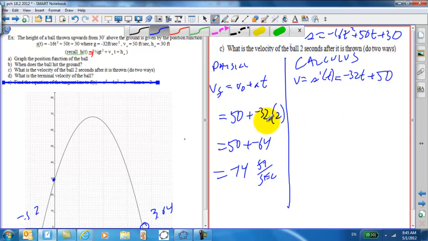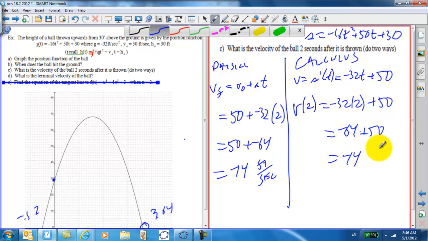And notice how it's the same thing as this. And then you find the velocity at time 2 seconds: negative 32 times 2 plus 50, negative 64 plus 50, negative 14 feet per second. Okay? So I don't expect you to memorize physics equations. I do expect you to memorize this concept that the velocity is the derivative of displacement, and acceleration is the derivative of velocity.